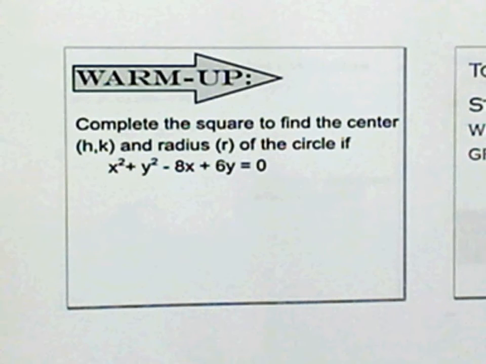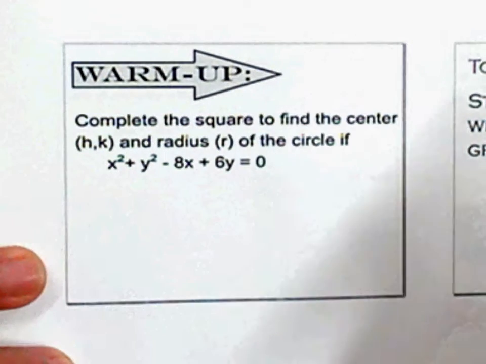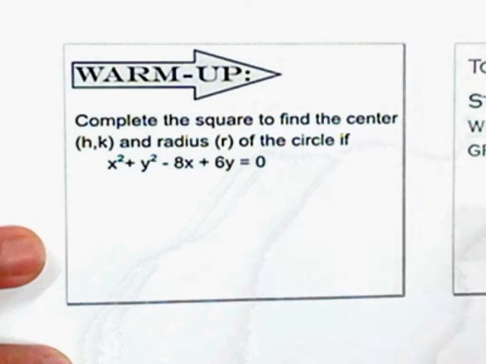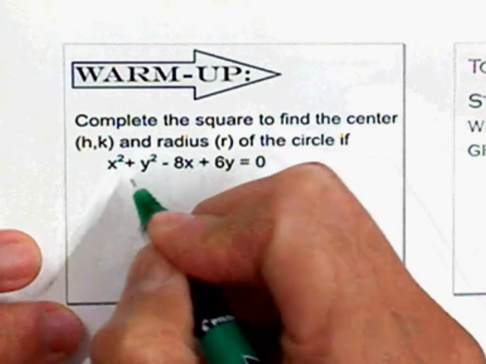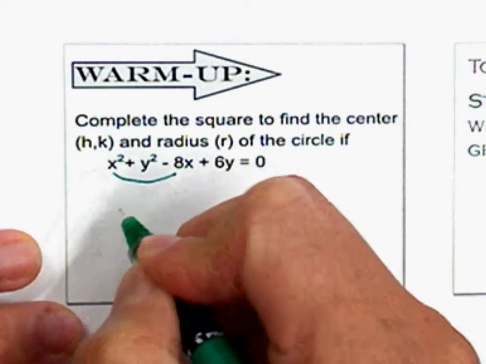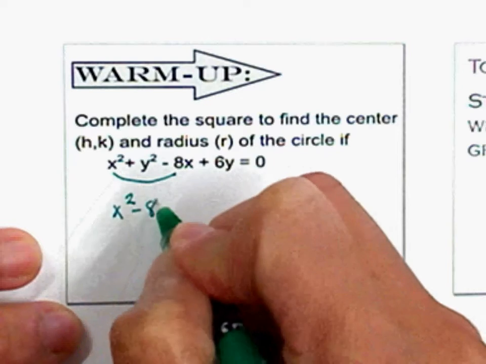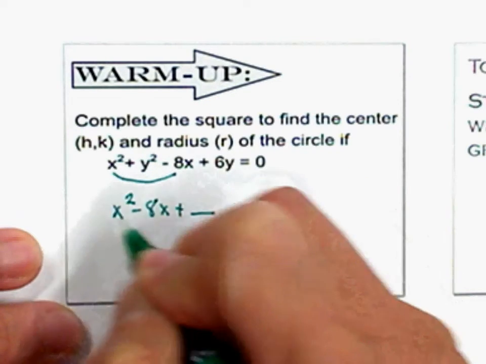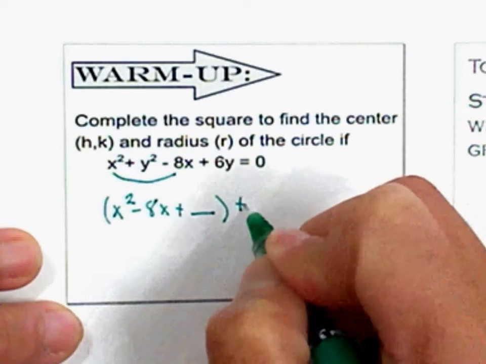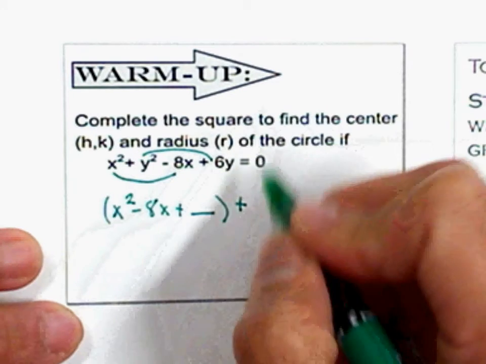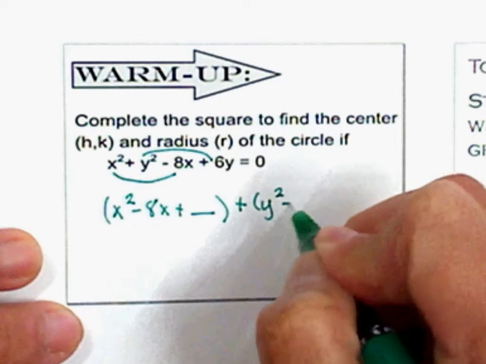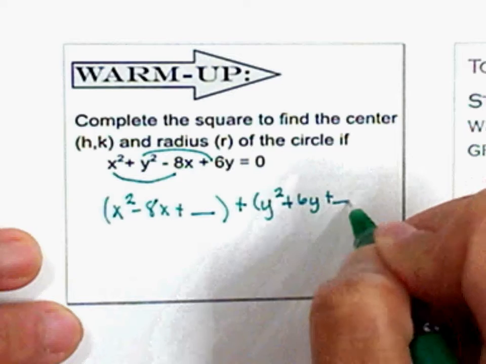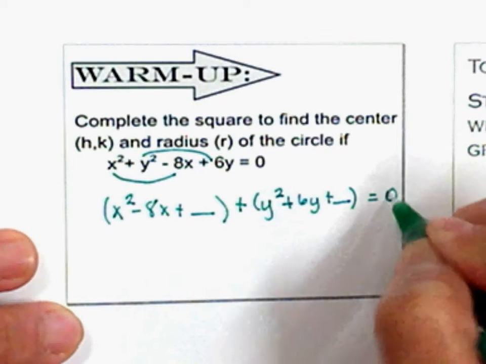Okay, so in order to do this, first of all, you have a 0, so we don't move anything over. We are going to put our x's together, so x squared minus 8x plus a blank. That's a plus. Combine our y's together. Y squared plus 6y plus a blank equals 0.